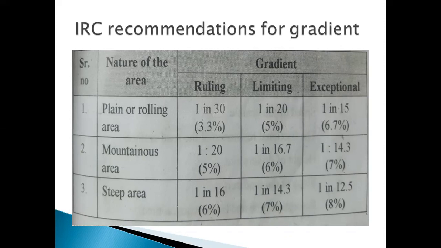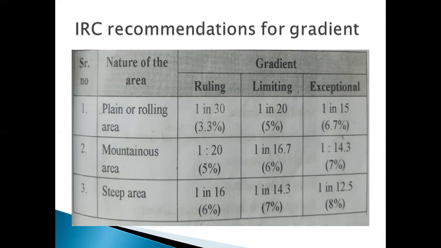Then now see the value of limiting gradient. For plain or rolling area, the limiting gradient is 1 in 20 or 5%. Then for mountainous area, the limiting gradient is 1 in 16.7 or 6%.